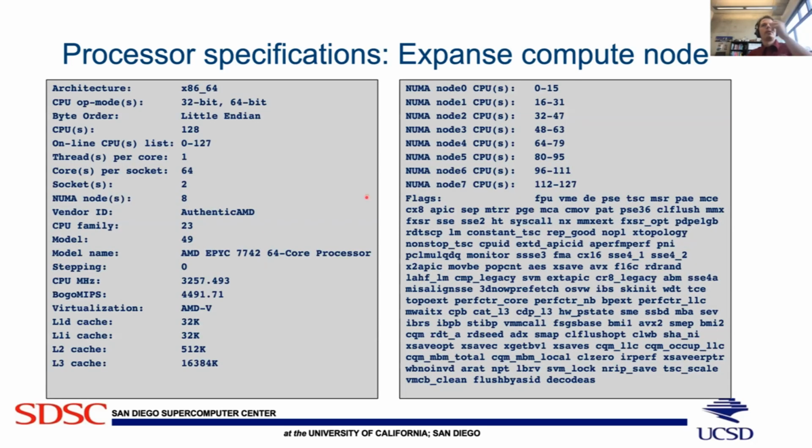So there's an example output here. If you go on an Expanse compute node and you were to type that command, you get a lot of information. And like I said, the important pieces that you see here: there are basically 128 compute cores, and there are 64 cores per socket. There are 8 NUMA nodes, like I mentioned before. So each of those sockets, each individual AMD processor in this case, has 4 NUMA nodes.